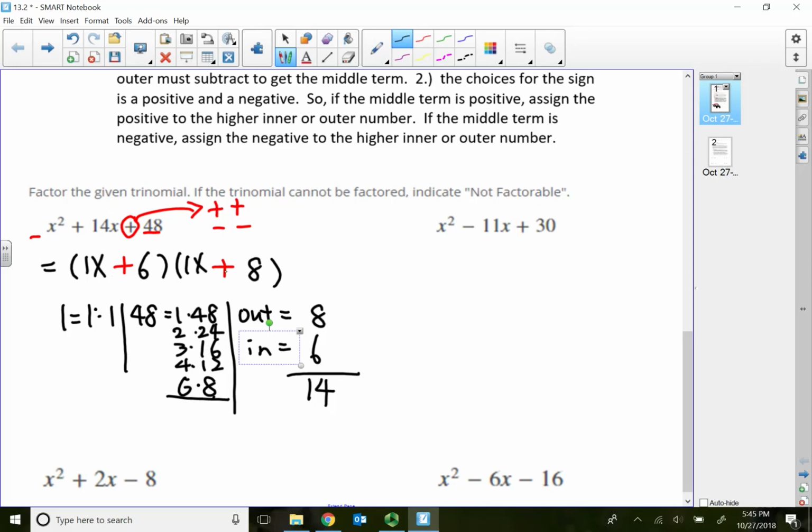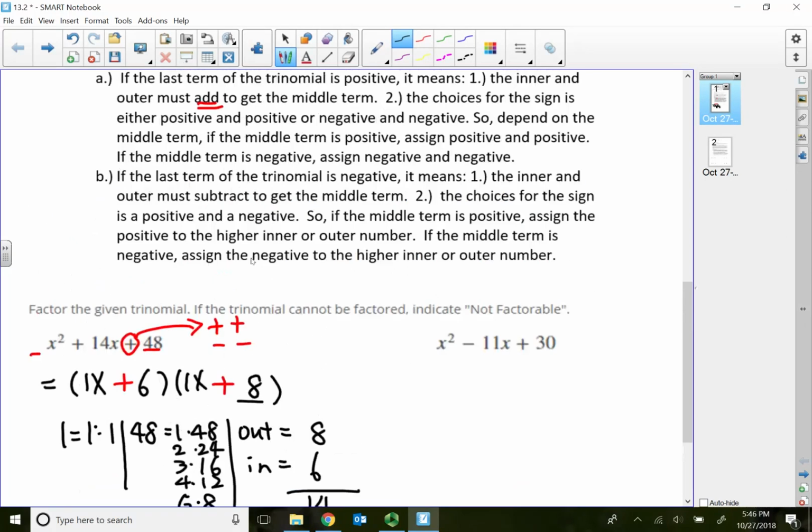Because now, if I want to FOIL it out, the first thing I do, x times x is x squared. The last thing I do, positive 6 times positive 8 is positive 48. My outer is positive 8, inner is positive 6. That's how I end up with positive 14x in the middle. Okay, so some students can tell what the answer is just simply by looking at this.